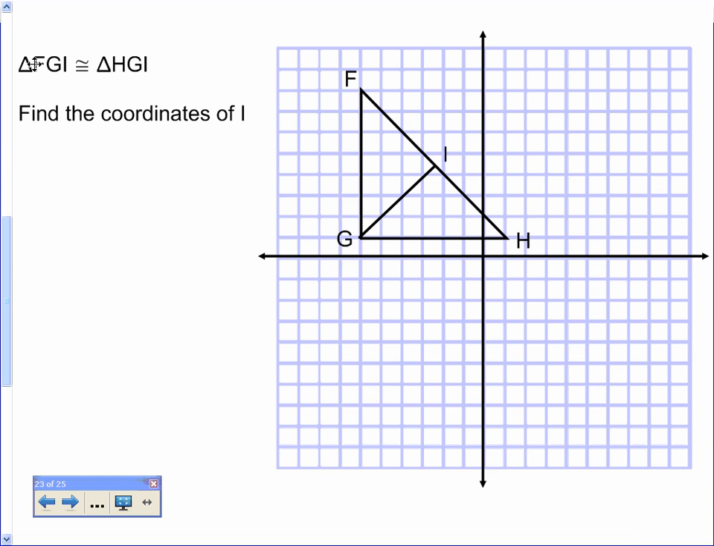The other thing we can do is use our congruent triangles, and use our CPCTC to get certain things. So if it's telling me that these triangles are congruent, FGI, this one, is congruent to HGI, this one, then I know that all the parts are congruent. So I would know that FI is the same as HI, which lets me know that I is the midpoint of FH. So I can use that to find the coordinates of I.